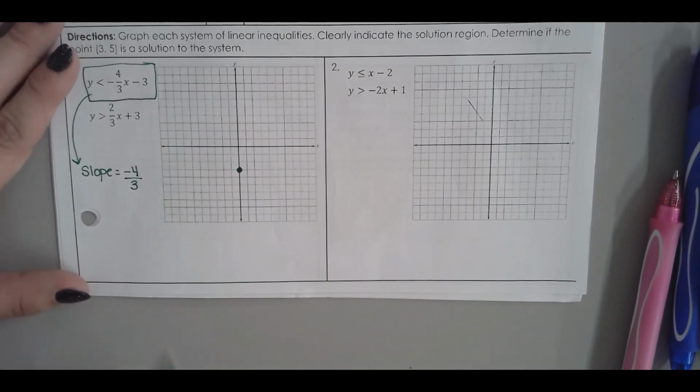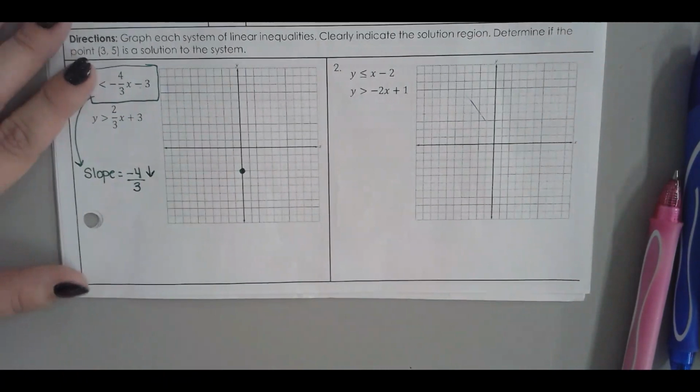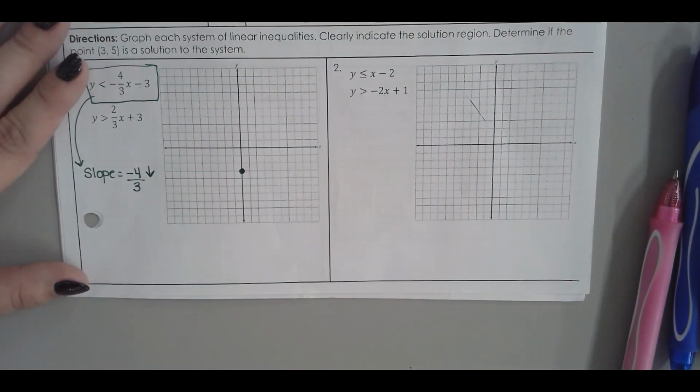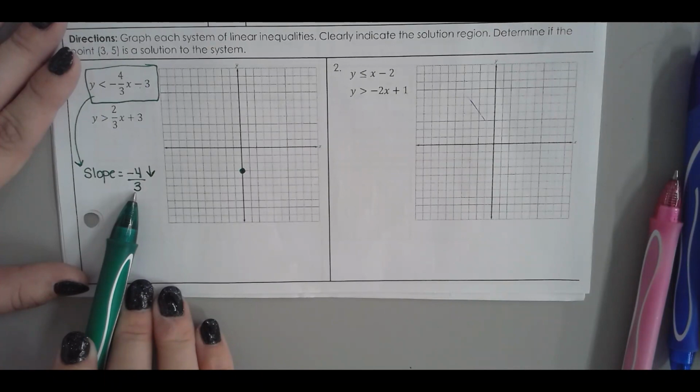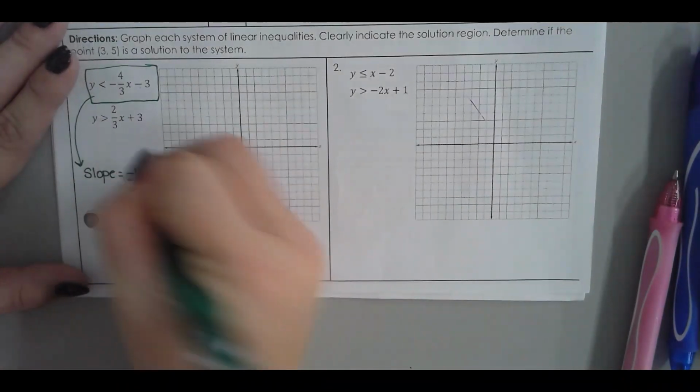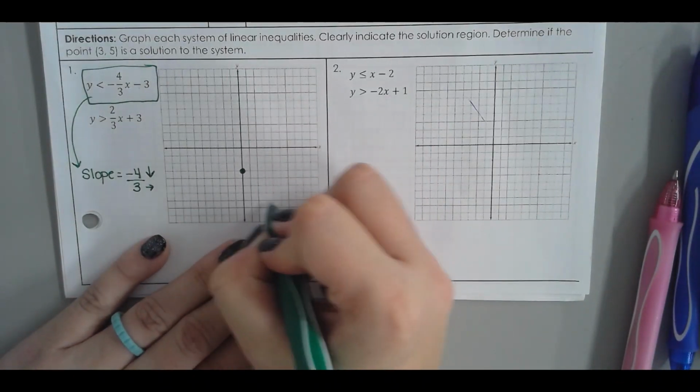When you have a negative on top, that means you go down. The top is up or down, rise. The bottom is run, left or right. What number is on the bottom? 3. Positive 3. So we're going to go right. So I'm going to count down 4, right 3.